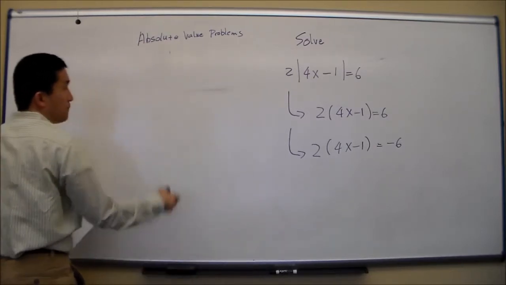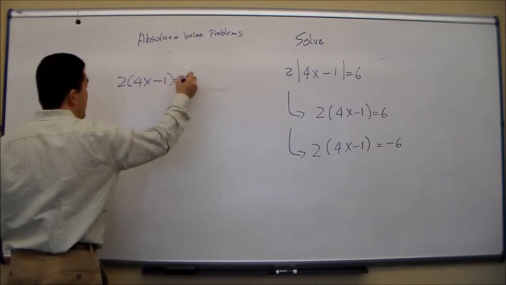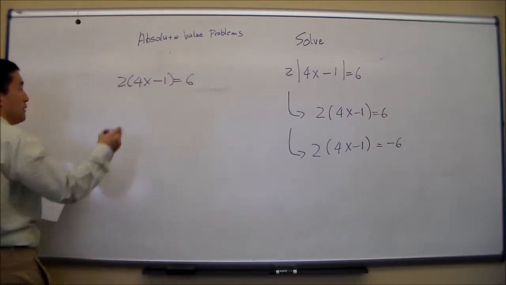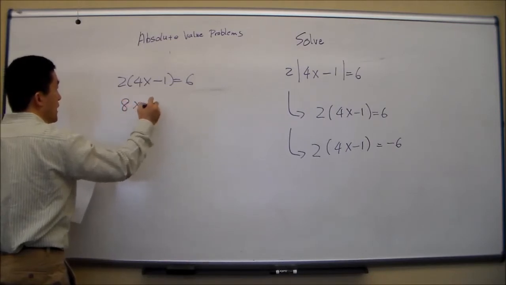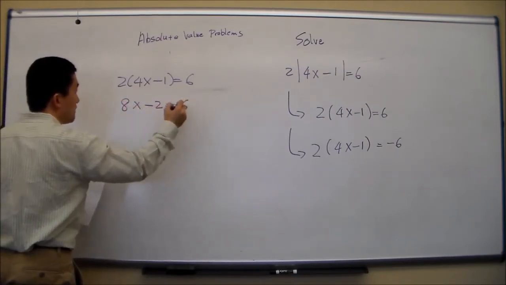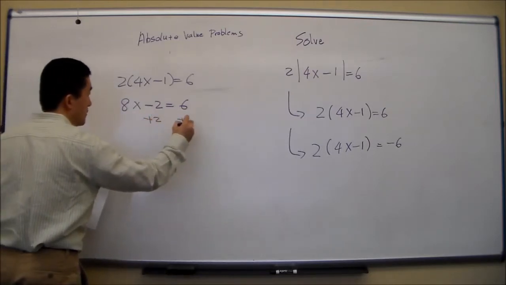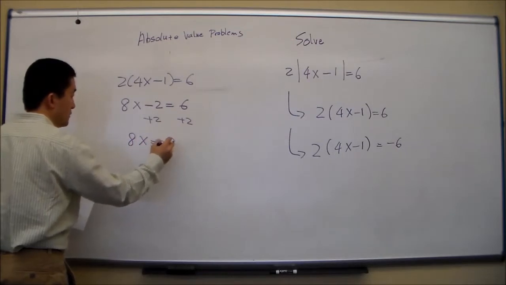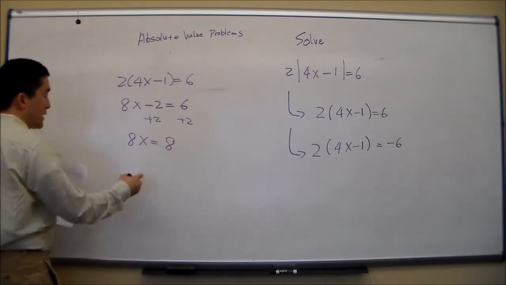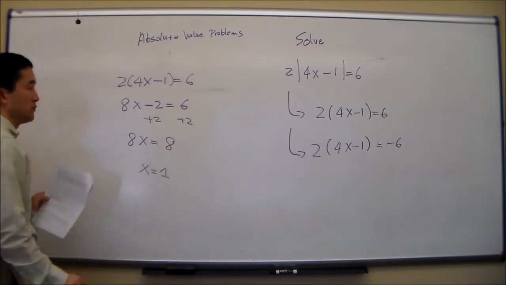So if I do that, it's the distributive property. 2 times 4, that's 8x. Minus 2 is 6. Add the 2. 8x is 8. Divide both sides by 8, x is 1. That's one solution.